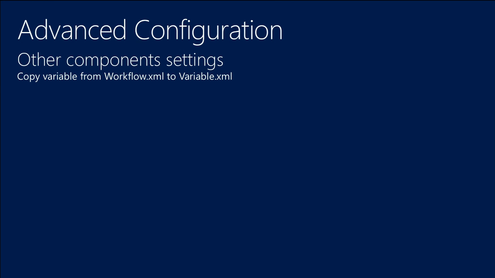So for example, default installation path. They all default to C program files or program files x86 for Orchestrator, Microsoft System Center 2012, something. If you want to install that on some other drive, you can change that variable. It will change that installation setting. Any setting that's in workflow, you can modify in variable.